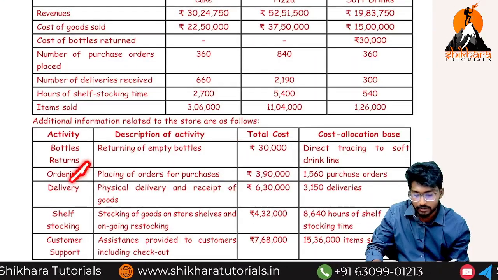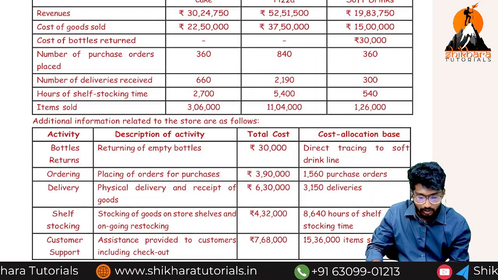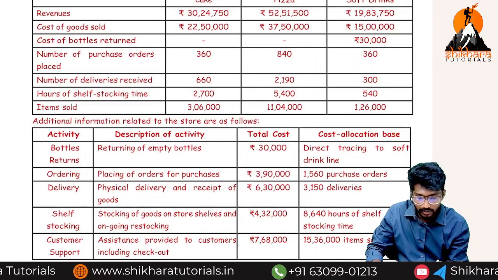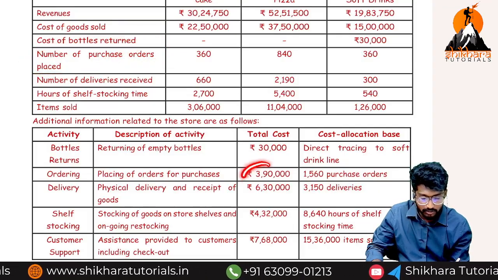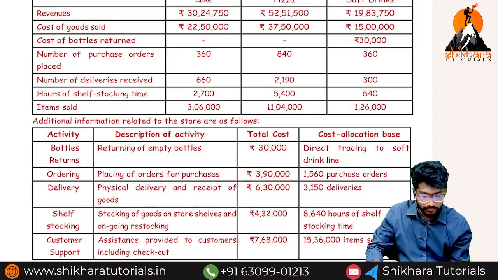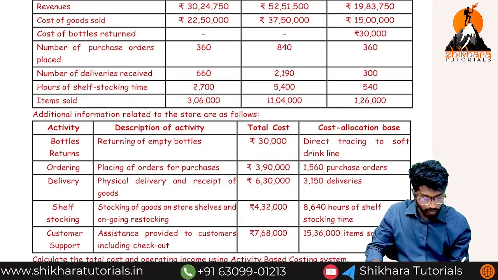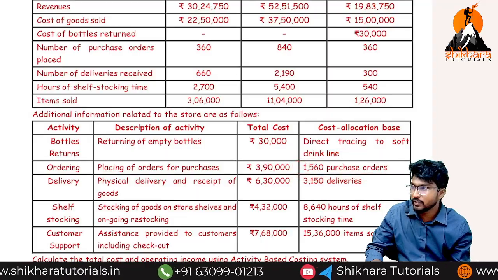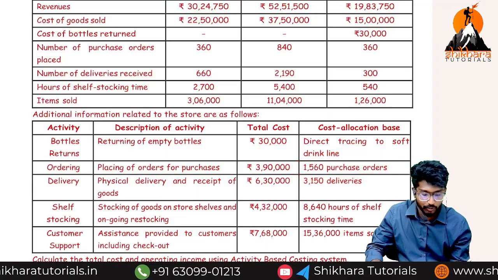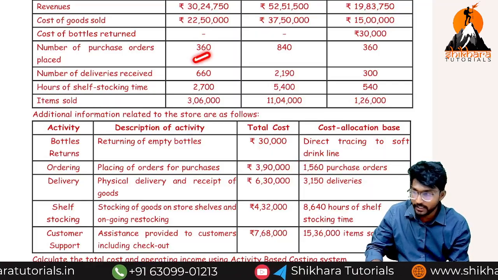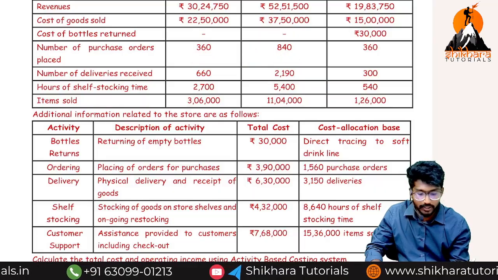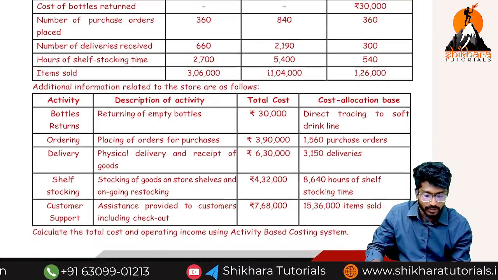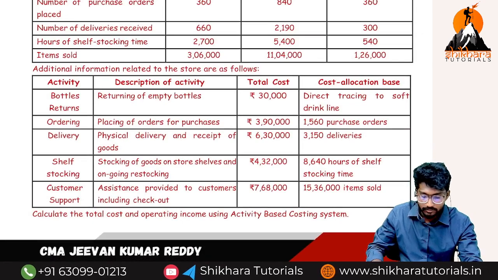Next, ordering. What is the cost driver? Placing. What is the cost driver? Number of purchase orders placed. What is the cost? 3,90,000. Next, in total, how many purchase orders placed? 1560. How will you get this 1560? 360 plus 840 plus 360. You will get 1560.